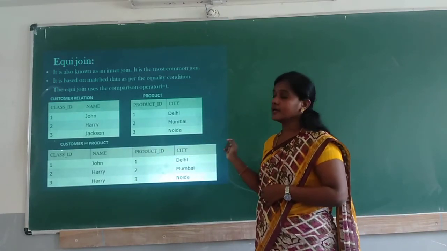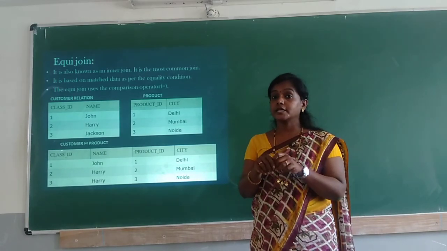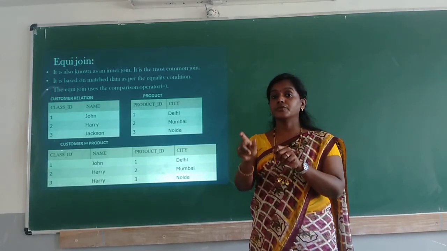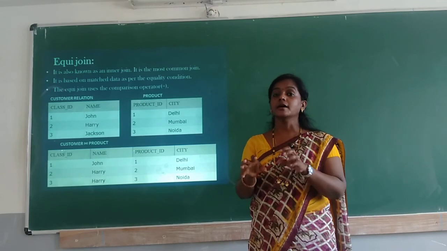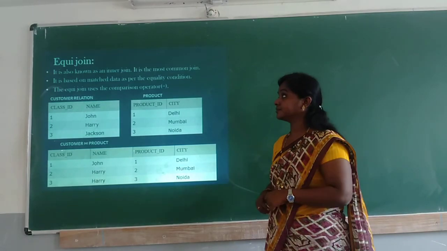This is about an equijoin. It doesn't check any condition of the attribute. It only checks the value of the attribute.